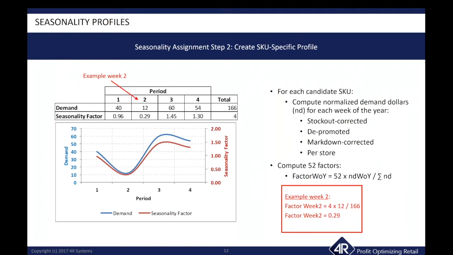Using this same methodology for week 2, the seasonality factor for week 2 is equal to 4, which again is the total number of weeks used in this example time period, multiplied by 12, which is the normalized demand for week 2, and divided by 166, which is the summation of the total demand for this 4-week time period. And therefore, the seasonality factor for week 2 is equal to 0.29. So once these seasonality factors are computed for each week within the total time period, the SKU-specific seasonality profile is created.